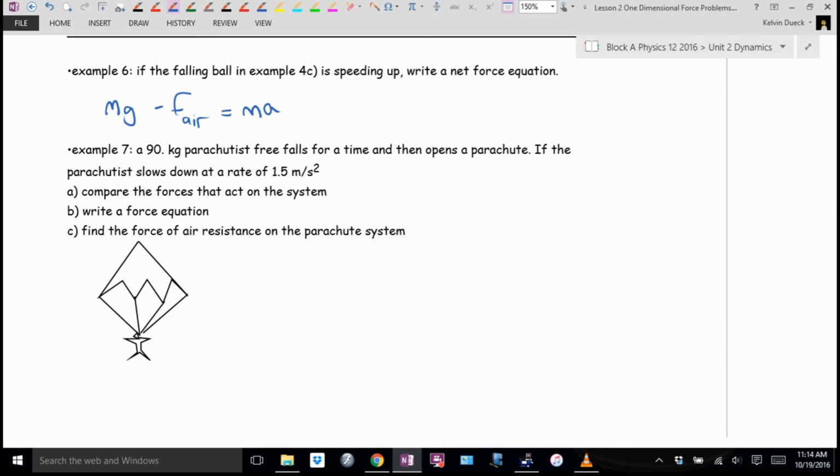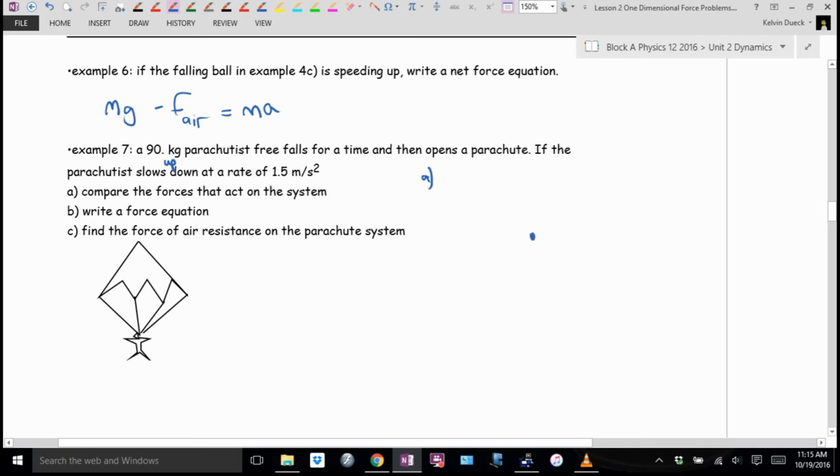A 90-kilogram parachutist free falls for a while and opens the parachute. If the parachutist slows down at a rate of 1.5 meters per second squared, if I'm slowing down, which way am I accelerating? I'll just make a little note there. A says, compare the forces that act on the system. You know what? That's really a fancy schmancy way of saying, draw a free body diagram.